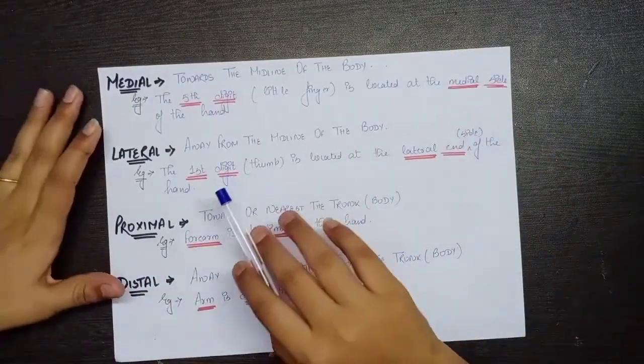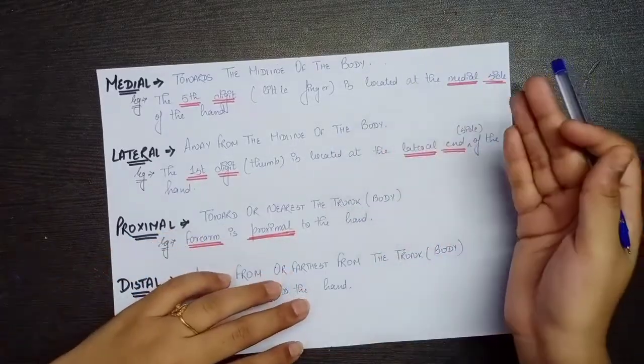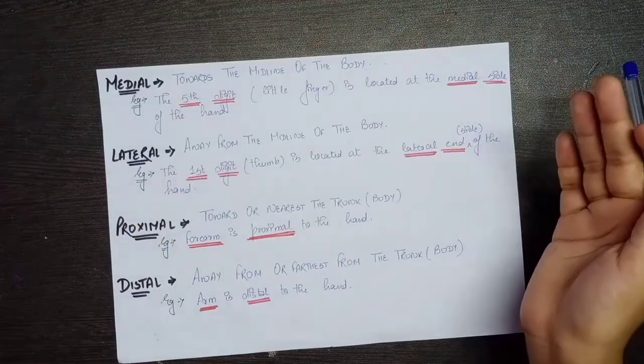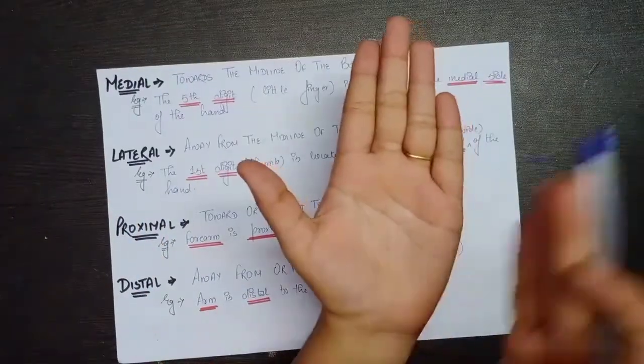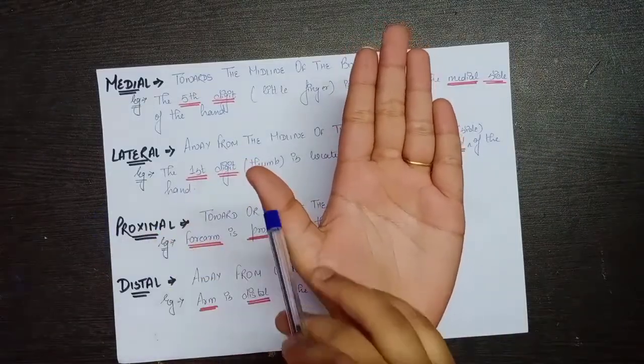Then comes lateral, that would be away from the midline of the body. Example, you took the 5th digit for medial; the first digit or your thumb would be the lateral end. See, this side was my midline, this is the thumb, it is away from the midline, so this would be the lateral side.